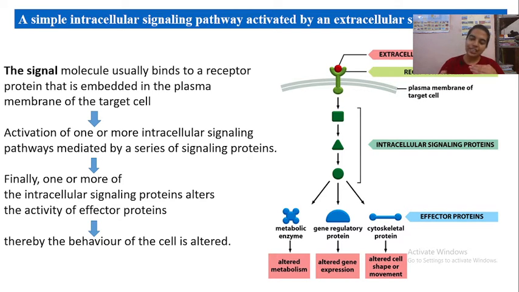This protein will activate another one, and that protein will activate another protein, and a cascade of signaling is followed until the effector proteins are activated. Effector proteins can alter the behavior of the cells. For example, the metabolic enzyme, which is an effector protein here, can alter metabolism. Gene regulatory protein can alter gene expression, and the cytoskeletal protein can alter the shape and movement of the cell.